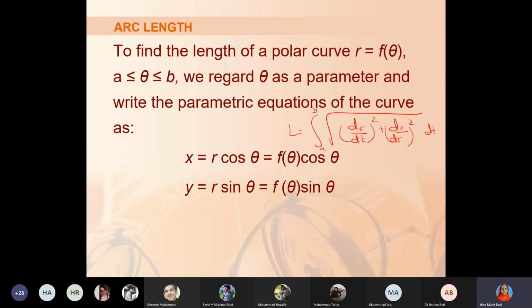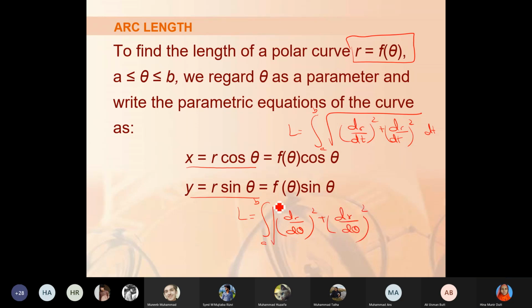This is the formula that we have used to find the length of a parametric curve, represented with the parameter theta. Over here we can convert this polar curve r is equal to f of theta into parametric equations by using x is equal to r cos theta and y is equal to r sin theta, and instead of that we will now use dr over d theta, dr over d theta whole square, and then d theta.